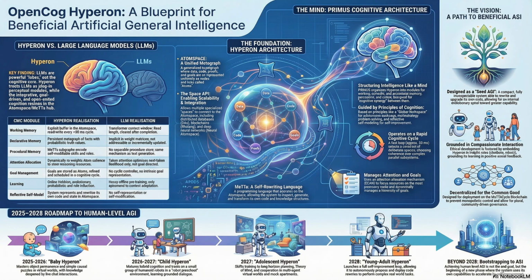So let's talk about Primus, the cognitive architecture. This is the actual mind, right? The OS running on top of the atom space. That's right. And Primus is built on some really deep principles from systems theory, philosophy of mind. They want it to function like a mind.